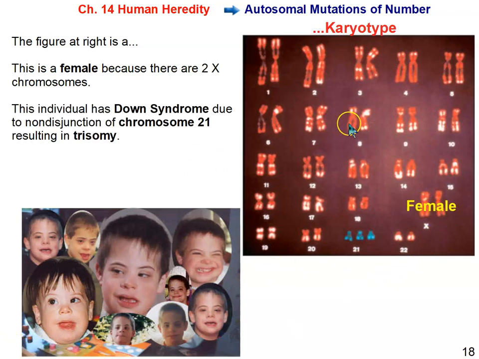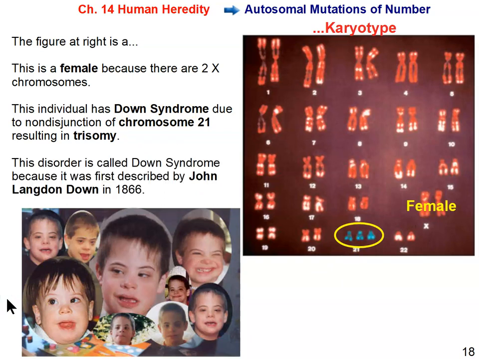And this individual also, you'll notice, and they try to point it out here by changing the color of those chromosomes, has trisomy 21 here. One extra chromosome. So there are three homologous chromosomes here for chromosome 21, and that's trisomy, and it causes Down syndrome. And Down syndrome is named after John Langdon Down, who in 1866 was the first to describe the condition.